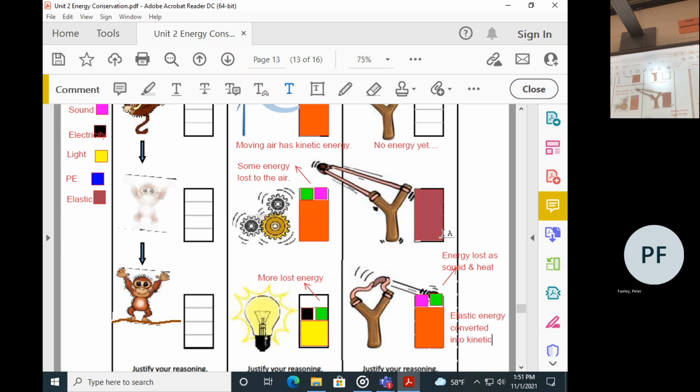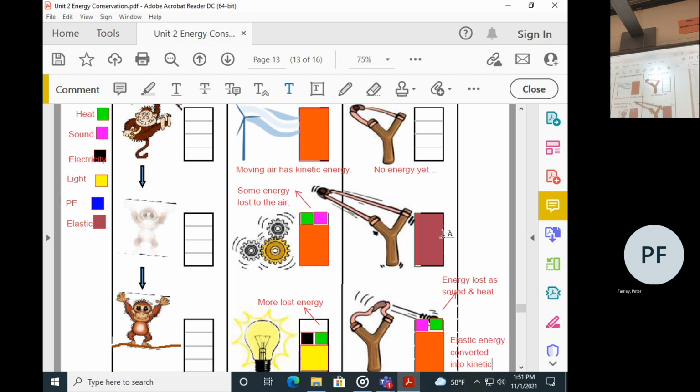Okay. So something like that, and then explain what happened down in the bottom. Justify what happened. What's your green? My green was heat, I believe. Or was it? No, green was heat. Yeah.